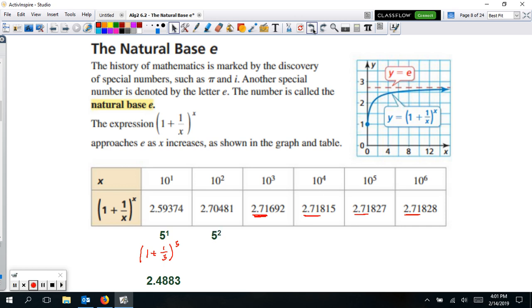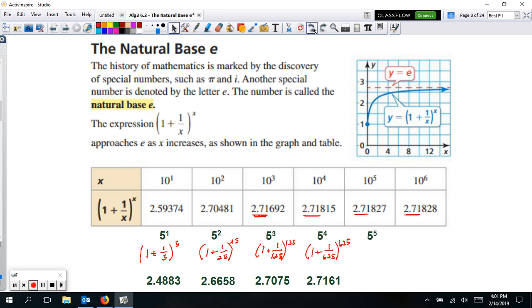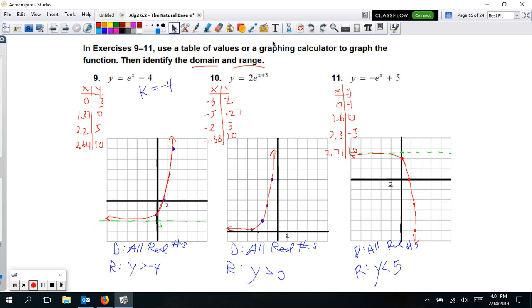Then I can do it with 5 squared, and I can just keep doing that. That would give me 25, and a decimal that gets a little closer to my 2.7. The next one, 5 to the third, is going to be 125 going in for x. That gets me a little closer to my 2.7. As you can see, there it is at 2.7 now. Then we get to 5 to the 4th. It does the same thing, gets closer. 5 to the 5th gets even closer to 2.71. It just keeps getting closer and closer.